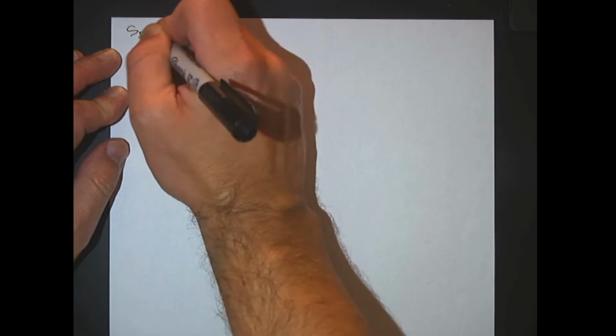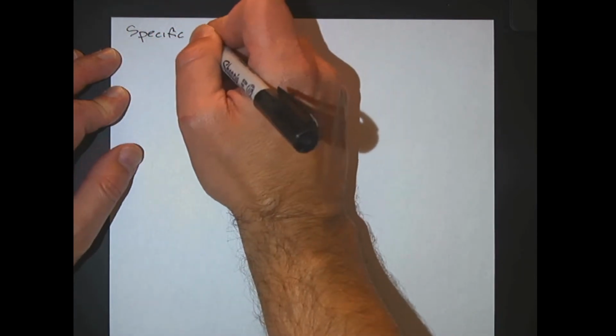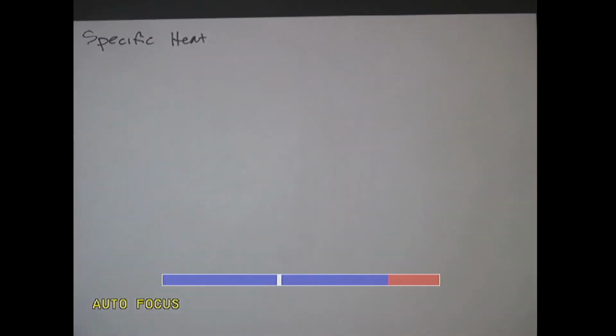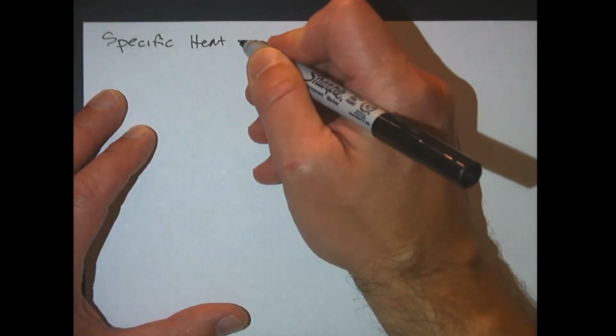We're going to look at specific heat today, which is another physical property of all matter. It's called specific heat. Specific heat is defined as how much heat it takes to move 1 gram of something up 1 degree Kelvin or Celsius. Specific heat is unique to all compounds.